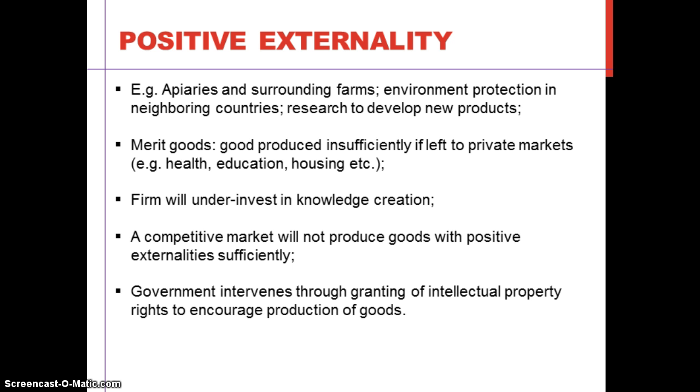Such goods which have positive externalities are called merit goods. Merit goods include health, education, or housing. However, in many cases, a competitive market or free market cannot encourage farmers to produce goods with positive externalities. So the government intervenes through granting of such goods with externalities to encourage production of these goods.